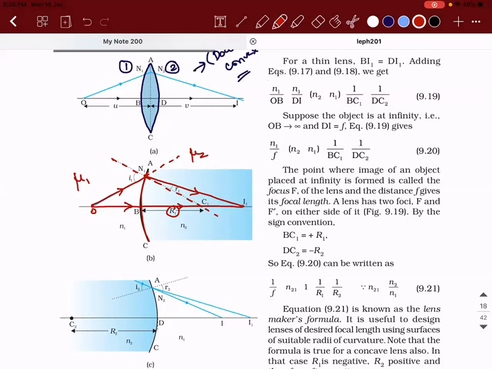Right, because the angle of incidence here is 0 degrees and the angle of refraction will also be 0 degrees. So they both will meet at point I1. So here I want to stress on one important point. Listen.